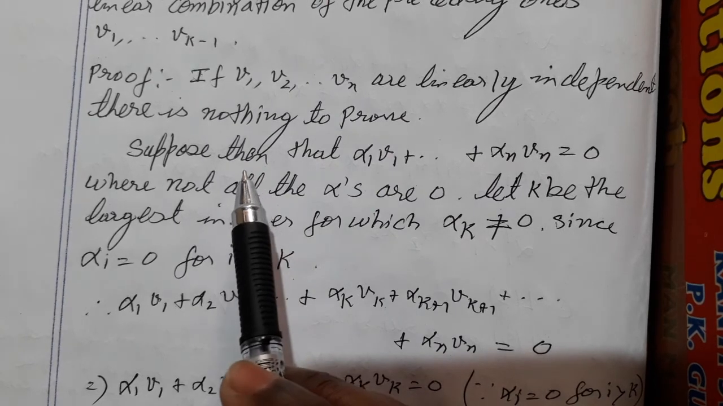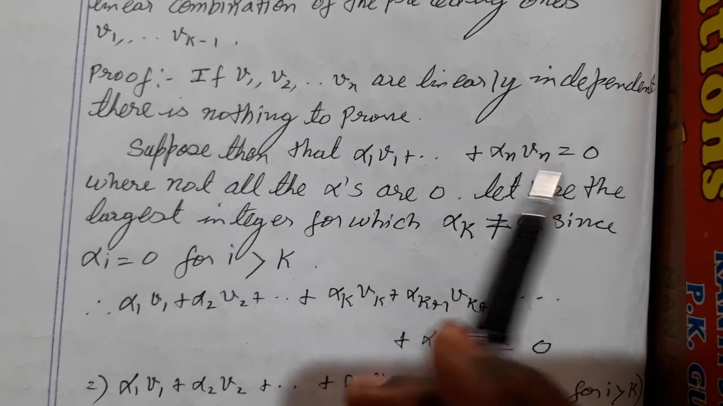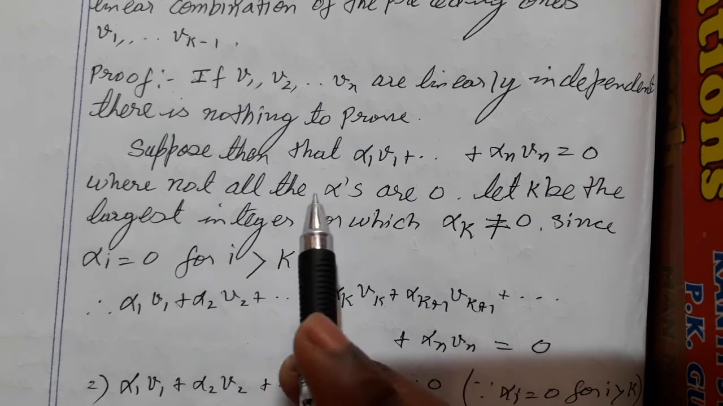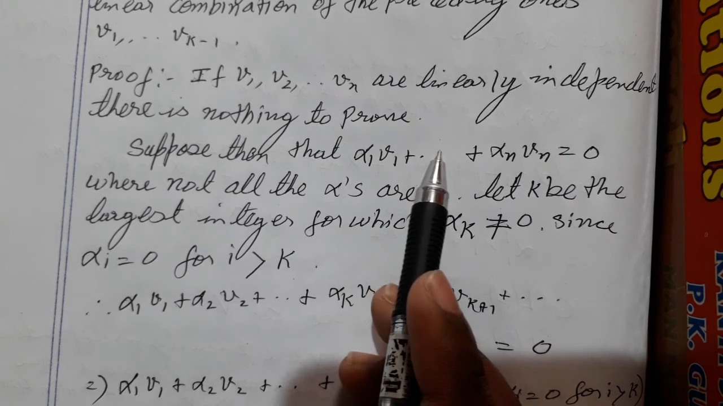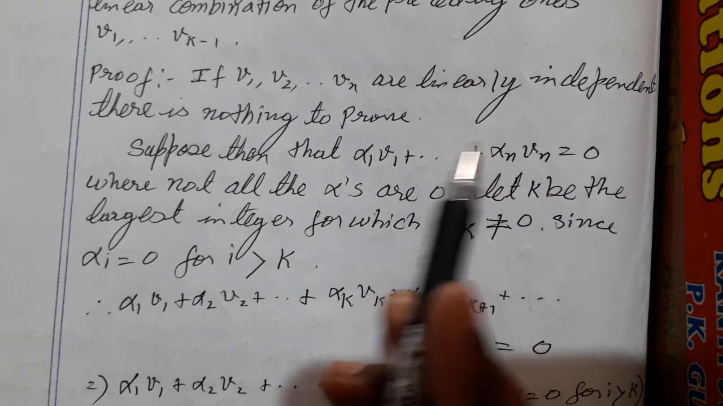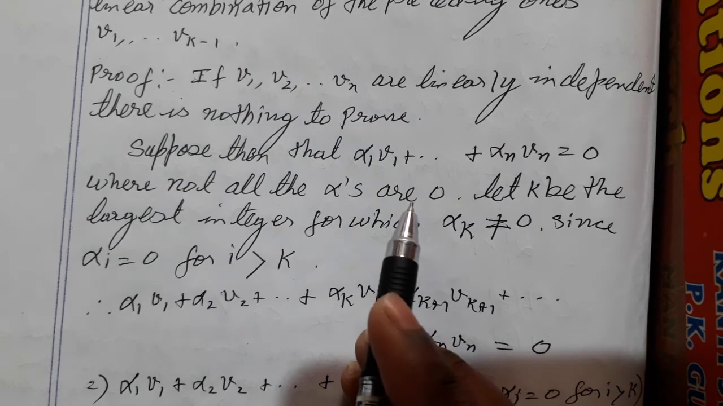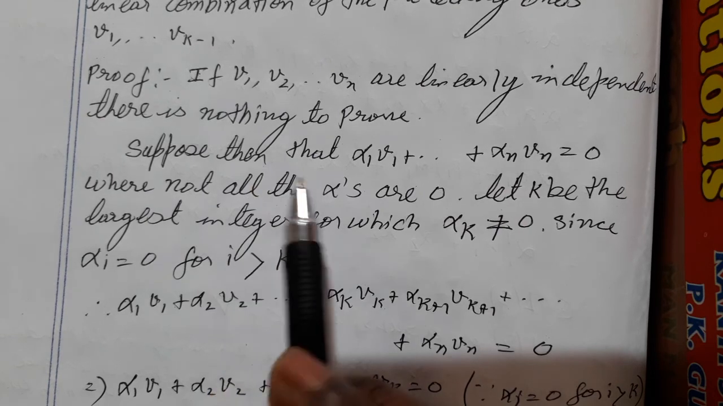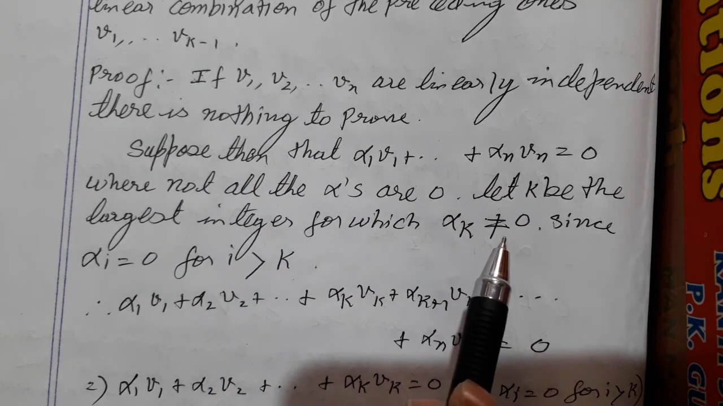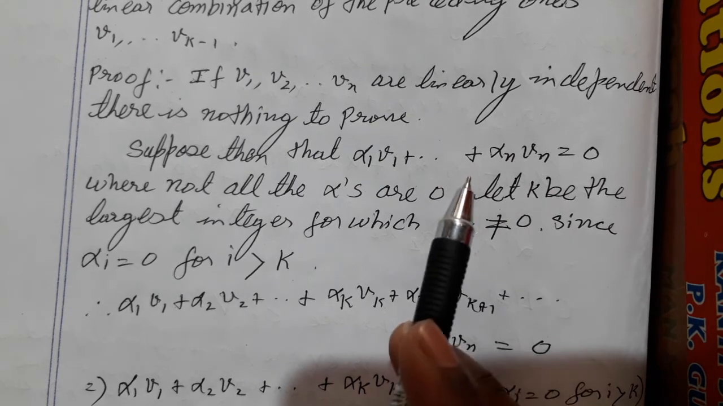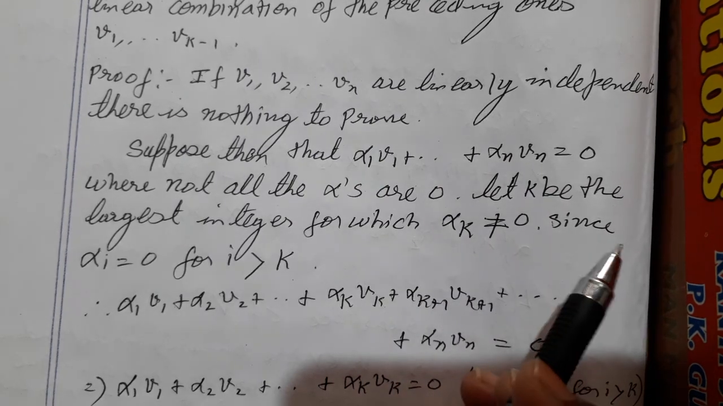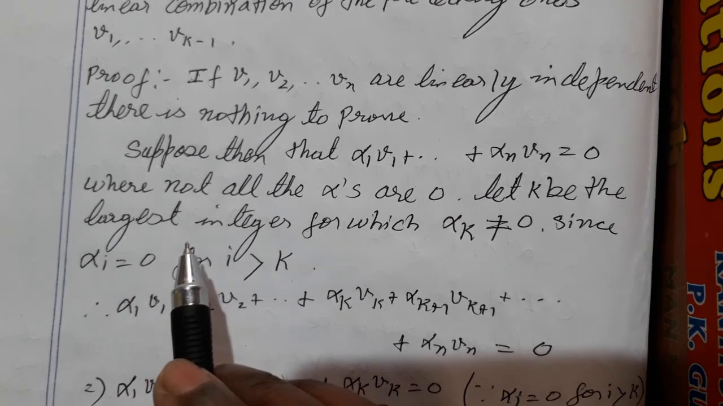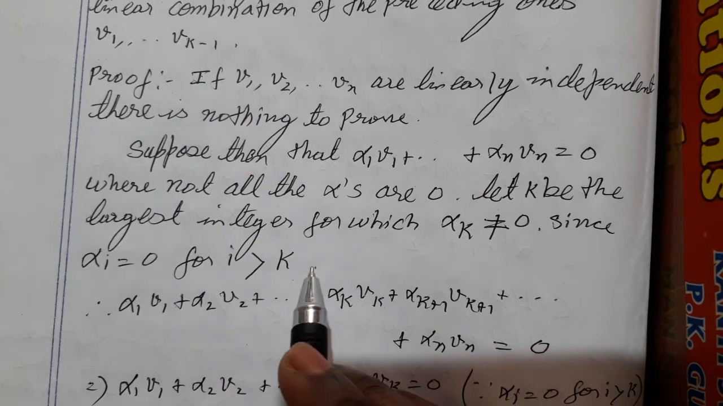Suppose that we are taking the linear combination here which is equal to 0, where not all alphas are 0. So we take that this set v1, v2 till vn is linearly dependent, so all the alphas are not 0. We take k to be the largest integer for which alpha k is not 0. And so all the alpha i's with i bigger than k will be zeros.